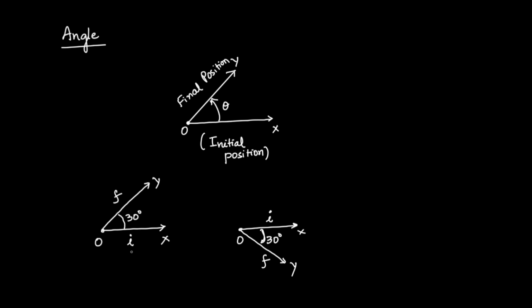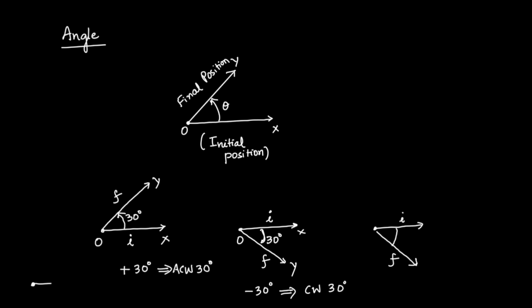To distinguish between these two, I say the angle rotated is plus 30 degrees, whereas here I say the angle rotated is minus 30 degrees. The minus sign indicates clockwise 30 degrees. It means from initial position to final position, we have to rotate clockwise 30 degrees like this. Whereas plus 30 degrees implies anti-clockwise 30 degrees. It means from initial position to final position, we have to rotate anti-clockwise 30 degrees.